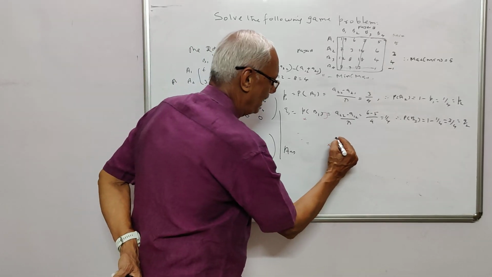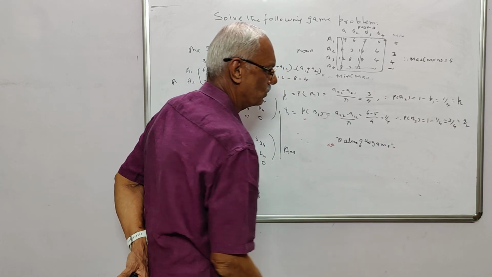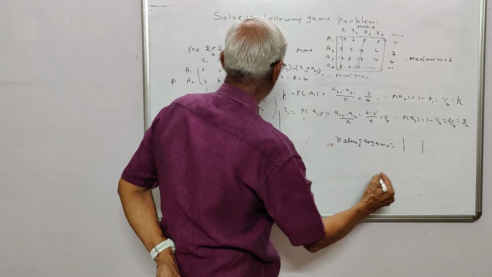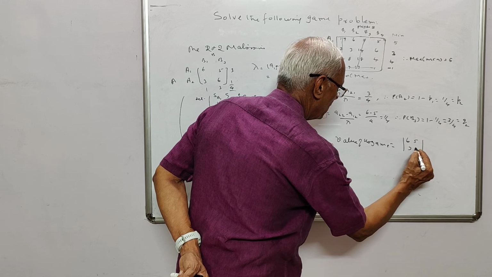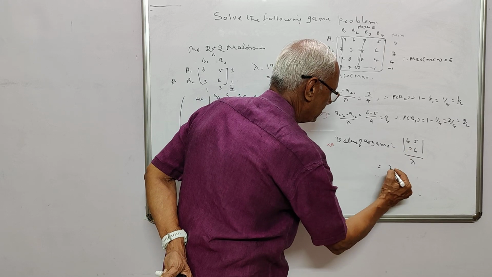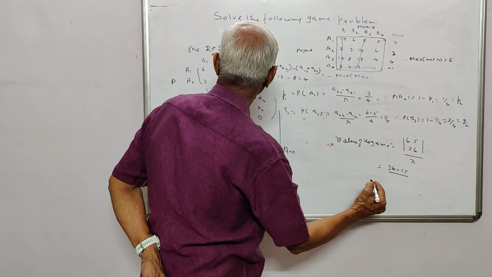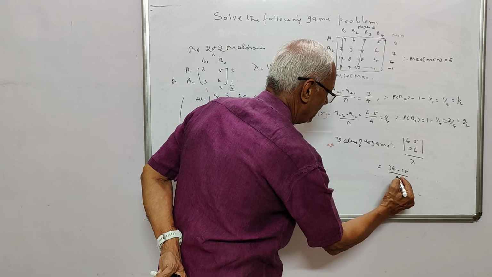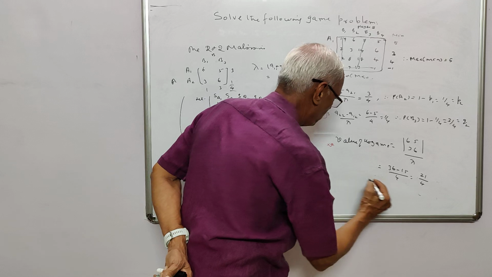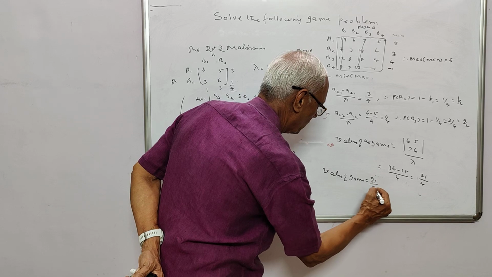And now finding the value of the game. Value of the game is equal to the determinant of 6, 5, 3, 6 divided by lambda. So what is 6, 5, 3, 6? 6 into 6 is 36 minus 15, divided by lambda, which is 4. So this is equal to 21 divided by 4. So the value of the game is equal to 21 by 4.